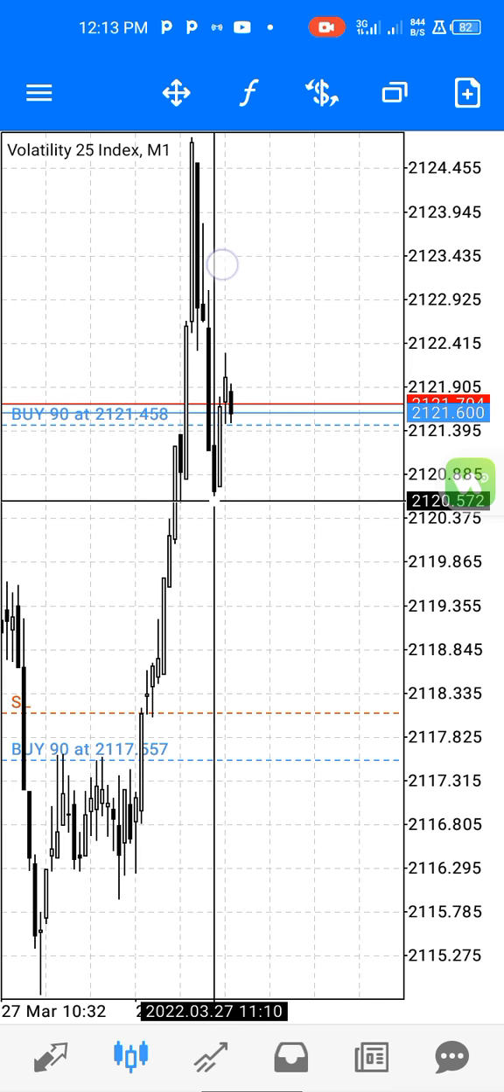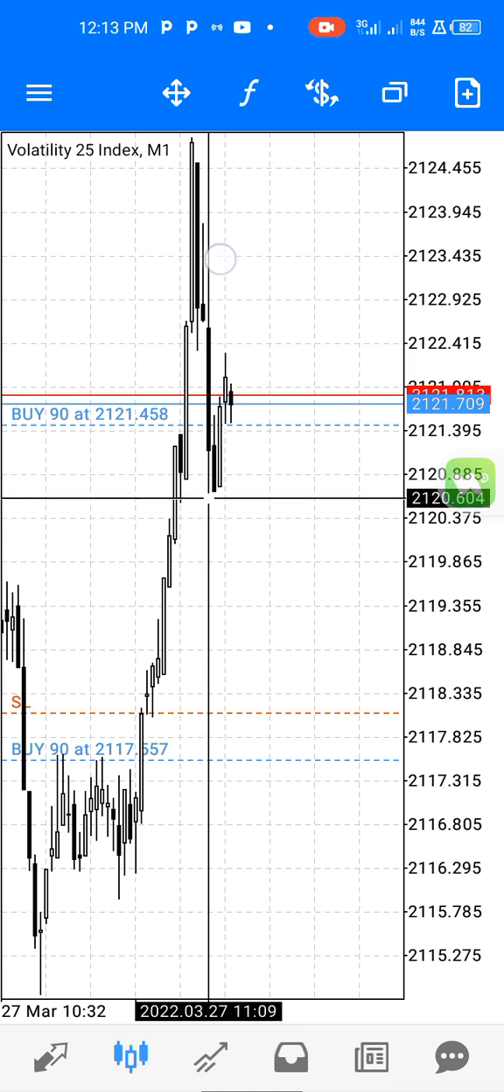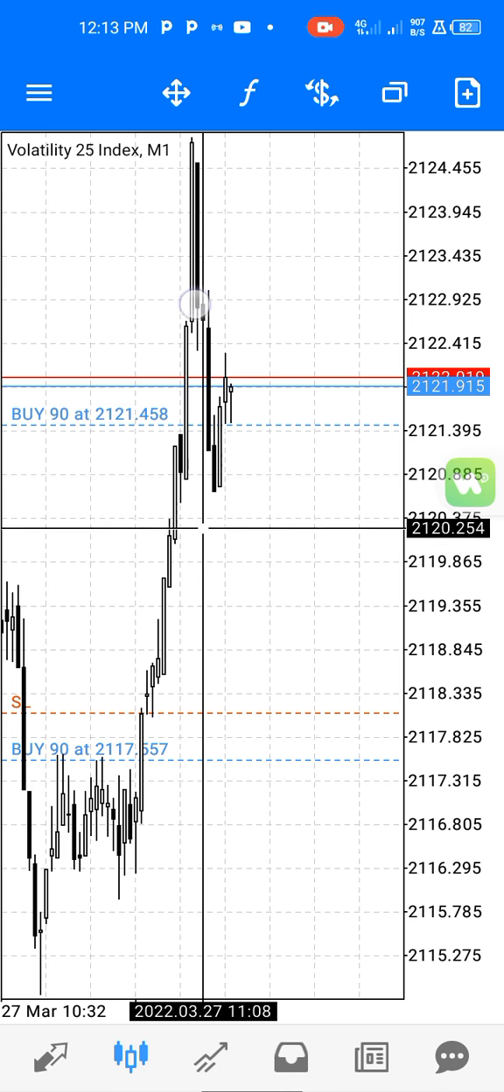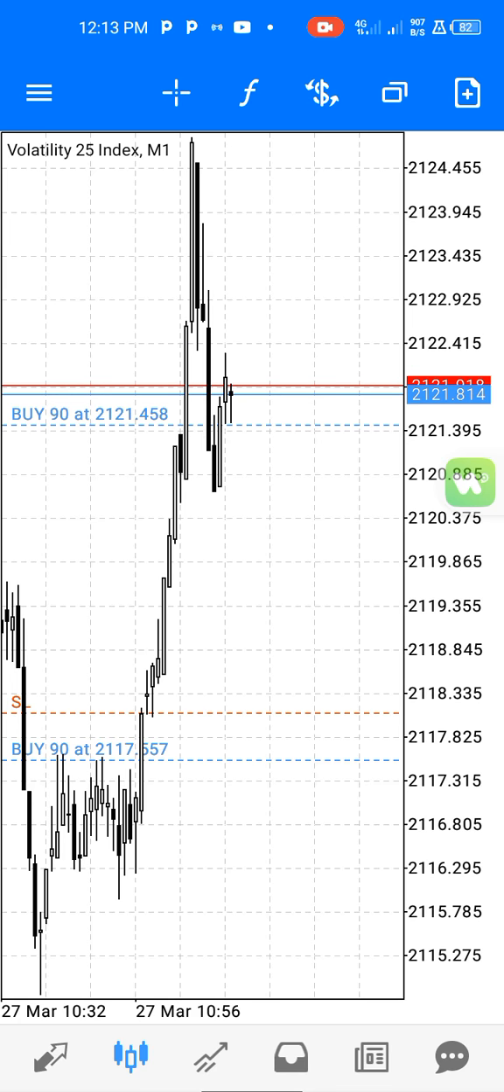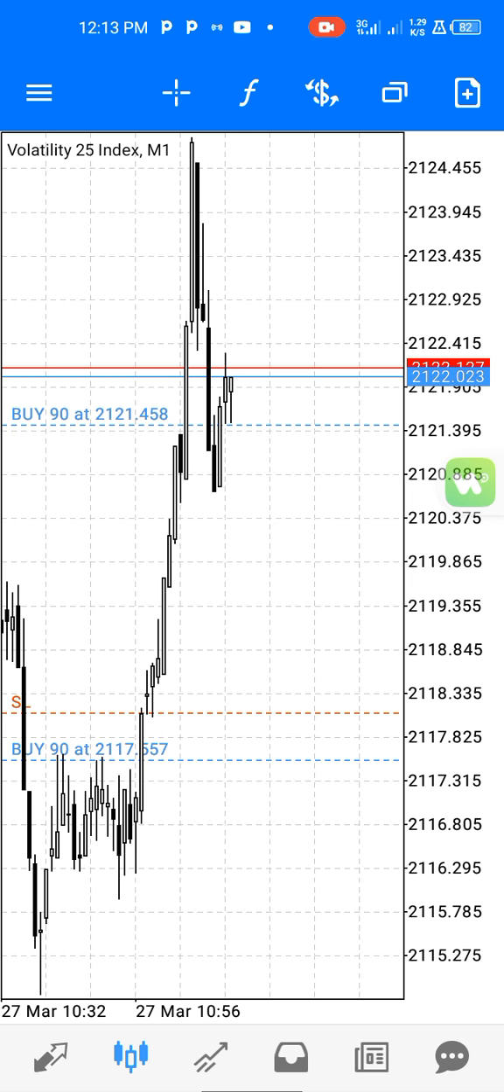And then if you are selling, you move your stop loss from above entry to below entry. That is how it works. So that is that.